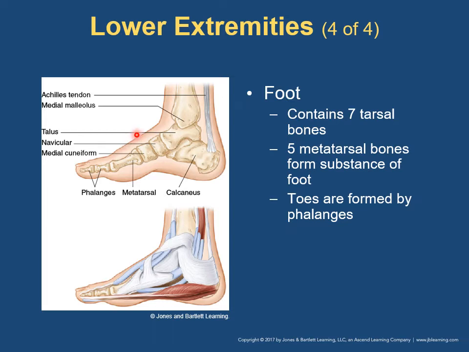And you have 5 toes that are formed by 14 phalanges. You have 2 phalanges in the great toe, which is the big toe, and 3 phalanges in each of the smaller toes.